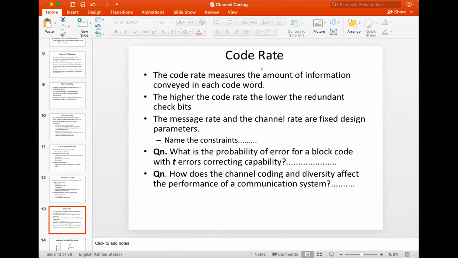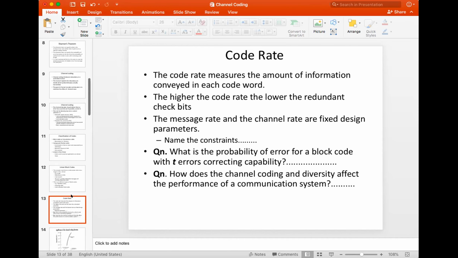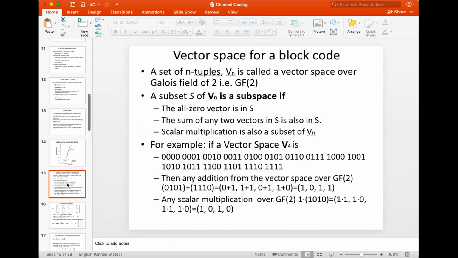Okay, so the code rate measures the amount of information conveyed in each code word. I think that one we have already seen. The higher the code rate, the lower the redundant bits. Okay, I think that's what also we've just demonstrated when we are using the repetition code. And the message rate and the channel code rates are fixed design parameters. Okay, that one we shall see exactly what I mean. And what is the probability of error for a block code? Of course, we shall also see what those ones are by looking at a few examples.